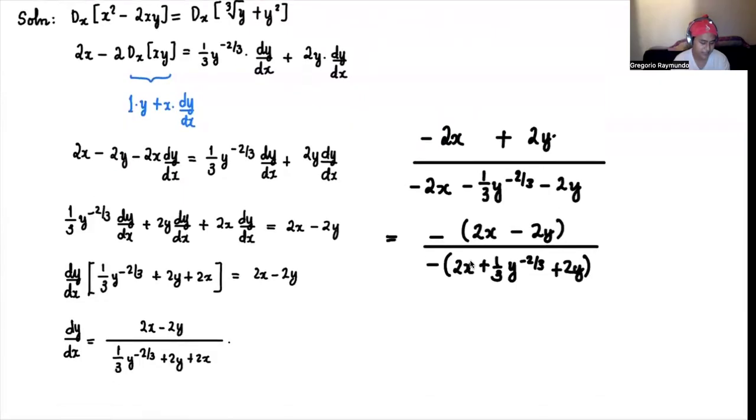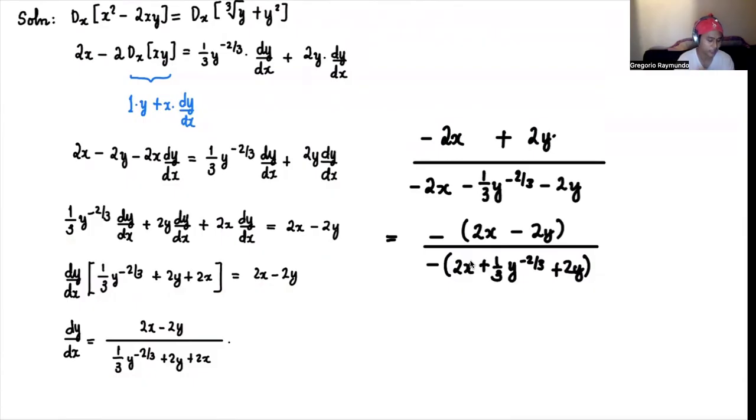Factor out dy over dx, you get 1/3 y to the negative 2/3 plus 2y plus 2x is equal to 2x minus 2. Then we divide all sides by this one. So we get 2x minus 2y all over 1/3 times y to the negative 2/3 plus 2y plus 2x. Okay? I think this is the best time to teach you the shortcut.